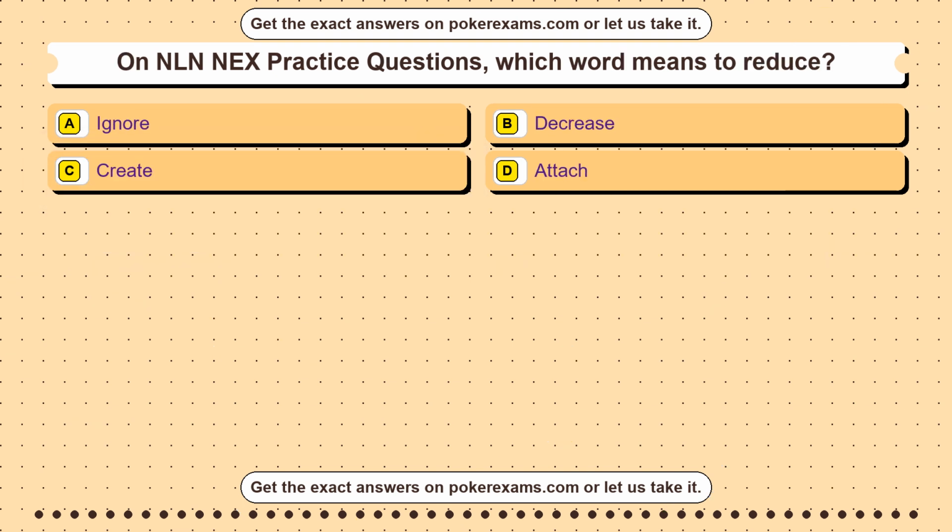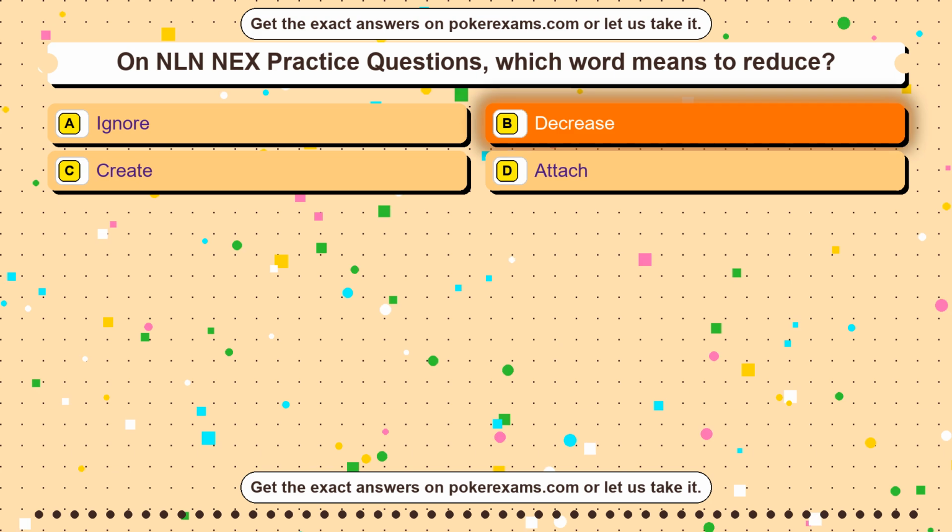Question 44. On NLN NEX Practice Questions, which word means to reduce? Option A ignore. Option B decrease. Option C create. Option D attach. The correct answer is option B, decrease.